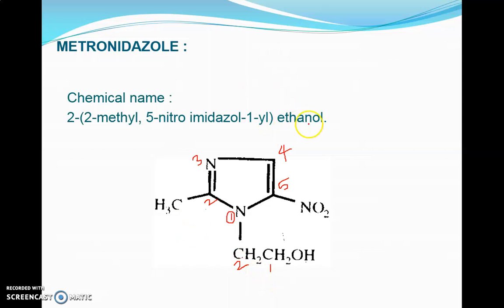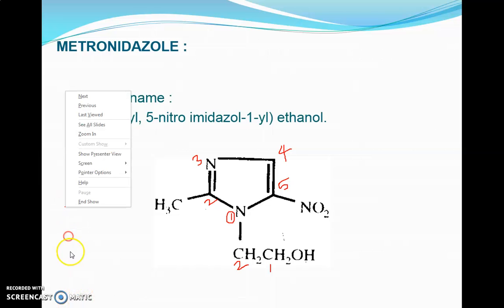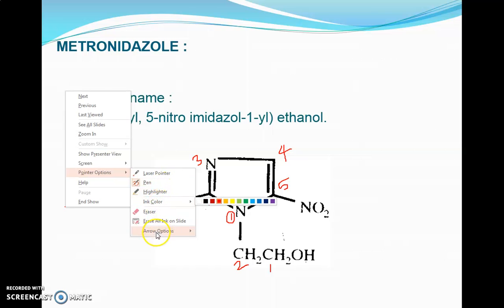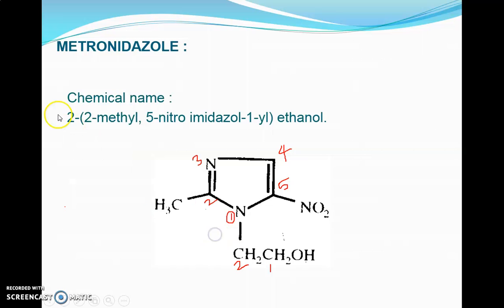So ethanol, we are writing at the end as the name of the parent nucleus. Next, the complicated substituent will be in a bracket, that is 2-methyl-5-nitroimidazol-1-yl, because imidazole is attached by its first position to this parent nucleus ethanol, that is why 1-yl. So 2, this is the position on the ethanol.